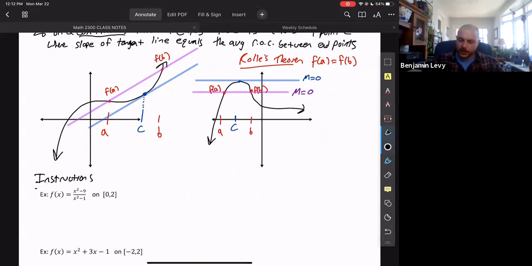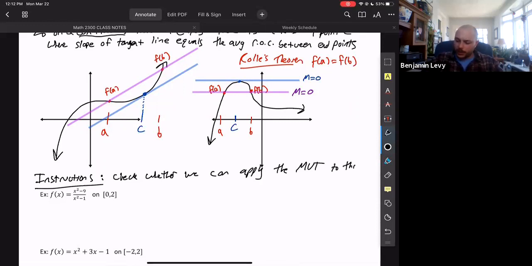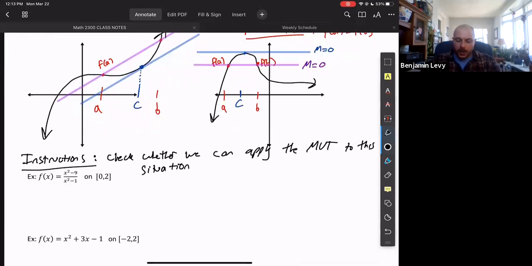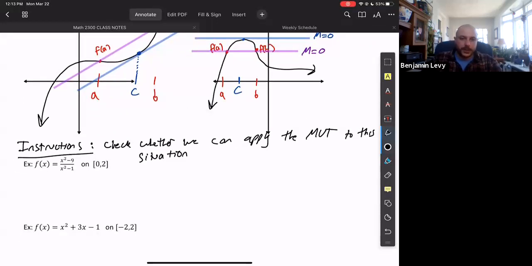I forgot to type the instructions, so I'm just going to write them. Let's just check whether we can even apply the theorem. I'm going to represent mean value theorem as MVT to this situation. And so what we have is this rational function on the interval 0 to 2.